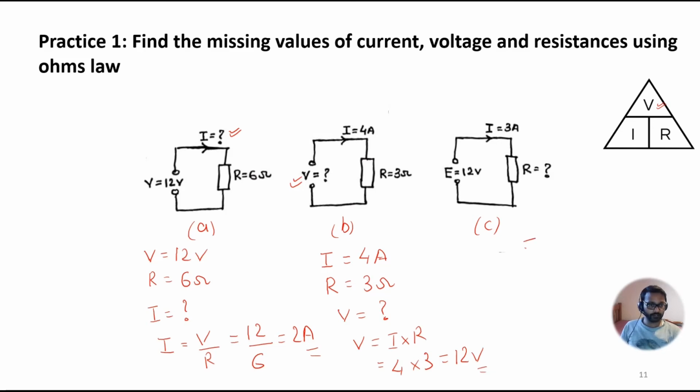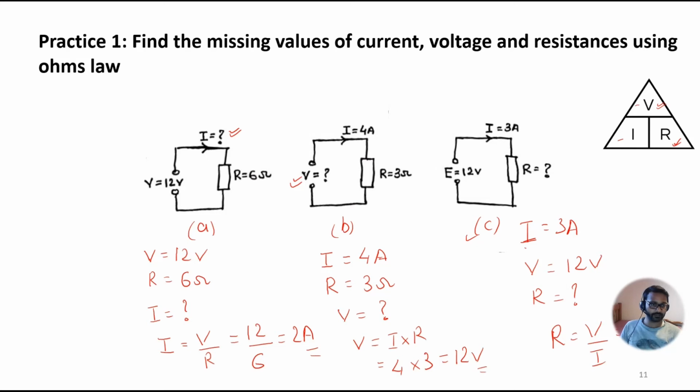Now, in the third circuit, or circuit C, let's do the calculation a little quickly. The value of current is given as 3 amperes. The value of EMF, E, or the voltage is given to be 12 volts, and the value of resistance is missing or unknown. We have to find that. So now from the voltage triangle, we have to find the value of resistance. The value of resistance will be voltage divided by current. So R will be equal to V divided by current.